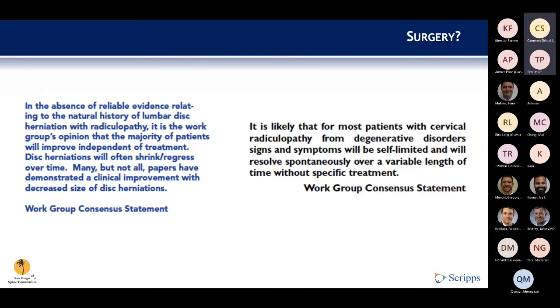So these are some more recommendations, working group statements. The first one is that over time, essentially disc herniations will often shrink, and that many but not all papers demonstrated a clinical improvement with decreased size of herniations. And so that shows that independent of treatment, the patients would get better, was the summary of that statement. And then a second working group consensus statement is that most patients with cervical radiculopathy from degenerative disorders are likely to be self-limited and resolve spontaneously over variable length as well.